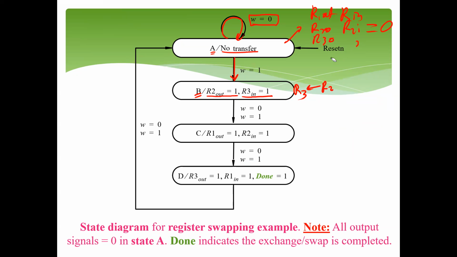Okay, this is what's happening in this step. Now, regardless of the value of W, you can actually take that off. You don't need to write it. So after you are in this state, move directly to the next state, which is state C. What's happening in state C? State C is saying R2 in equal 1 and R1 out equal to 1. What does it mean? Meaning R2 will take on the value of R1.